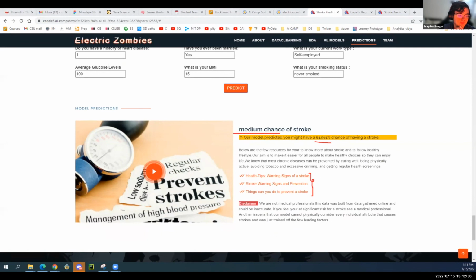Disclaimer, we are not medical professionals. Our data was gathered from online sources and there can be inaccuracies. There are a number of factors that lead to a stroke. If you believe you're at a high chance of having a stroke, seek medical professionals. This is the project that the Electric Zombies have completed over the past 3 weeks.